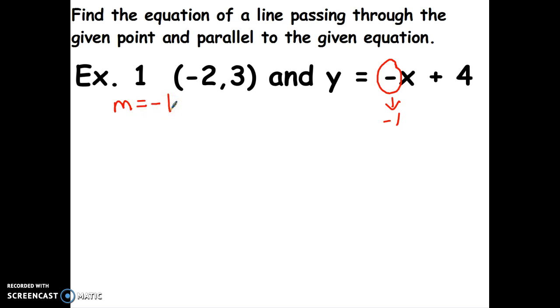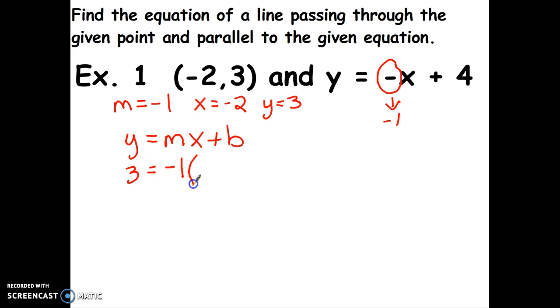Now we also need an x and a y value to use later. That's given to us in the ordered pair. The x value is -2 and the y value is 3. Okay? So now once you identify those three things, your m, your x, and your y, you're simply going to substitute them into the equation y equals mx plus b. Okay? So our y is 3, our m is -1, and our x is -2, and just bring down your plus b.